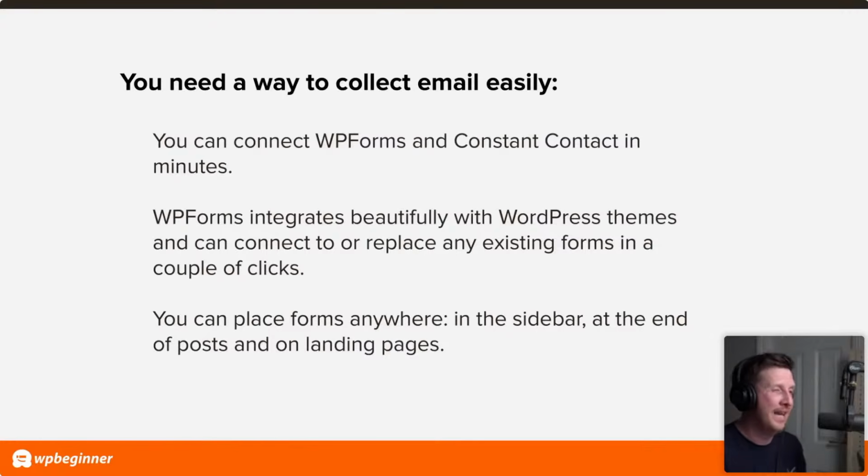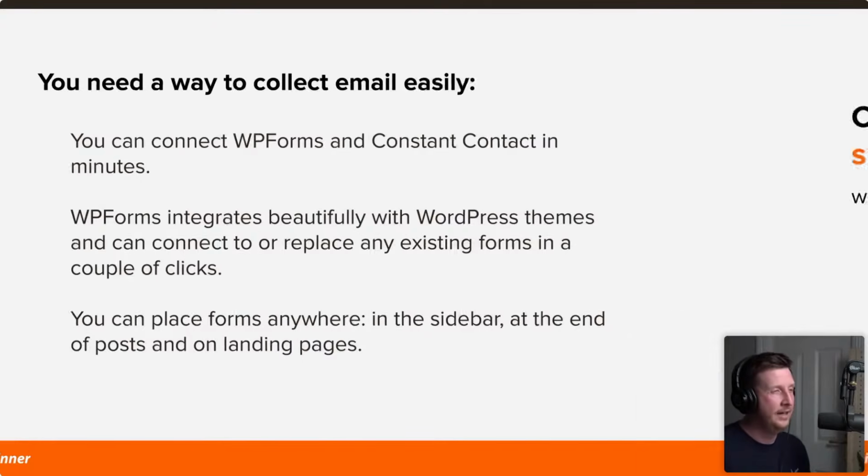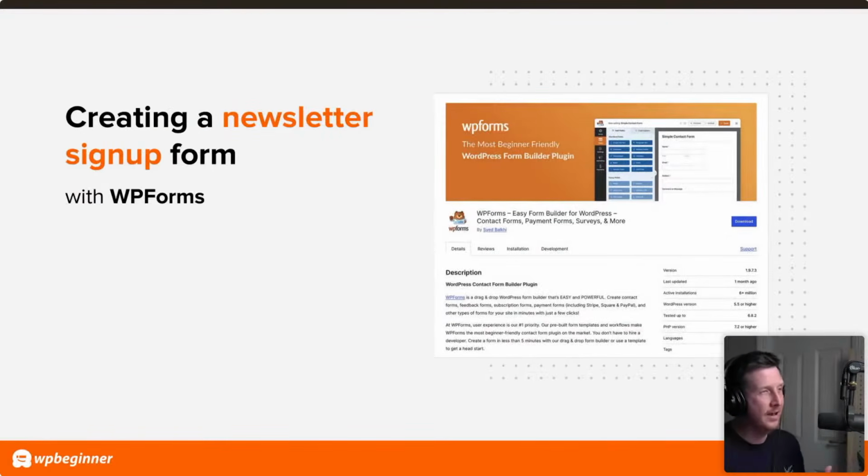You can also place forms anywhere in the sidebar, at the end of posts, or on landing pages. And with WPForms, you can create as many different forms as you need, each with an email sign up consent box, or connect them to Constant Contact or different email lists as well. It's fantastic, and we're going to look at that in the next slide. So let's jump onto the site and create a newsletter sign up form with WPForms. I'm going to show you how to create that, how to connect it to Constant Contact, and then we'll test the form, and you'll be able to see that in Constant Contact as well.